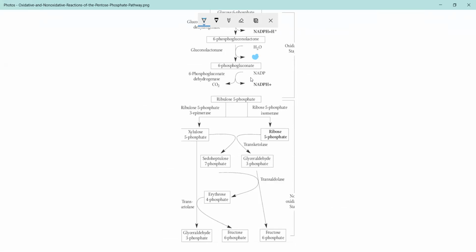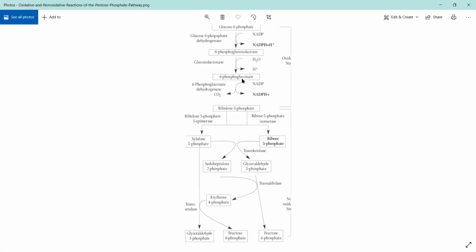6 phosphogluconate again undergoes oxidation. It will lose more hydrogens. Here this H plus comes. So NADP comes, it will take away two hydrogen molecules in the form of NADPH plus H plus. The reaction is occurring in the presence of another dehydrogenase enzyme. This time, because it is dehydrogenating 6 phosphogluconate, the enzyme will be called 6 phosphogluconate dehydrogenase.